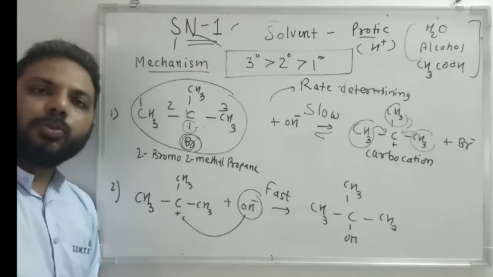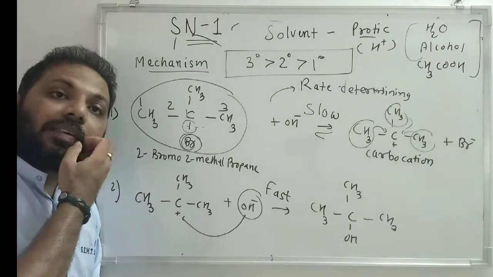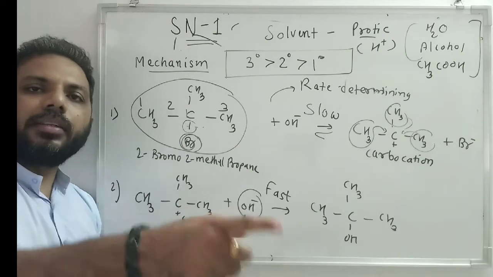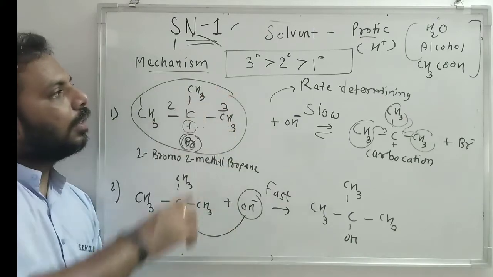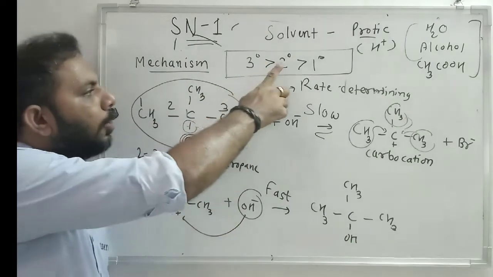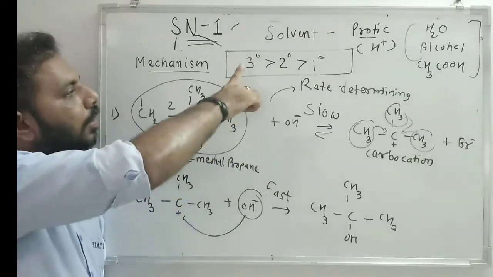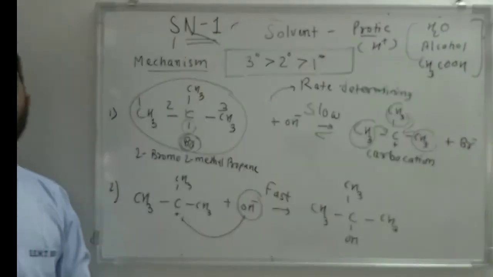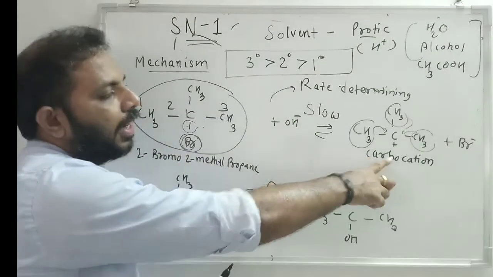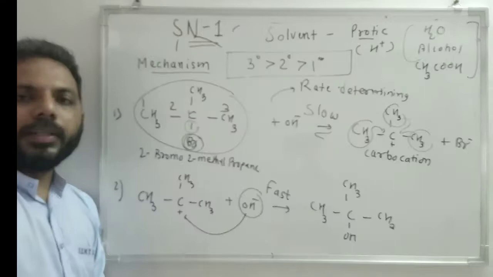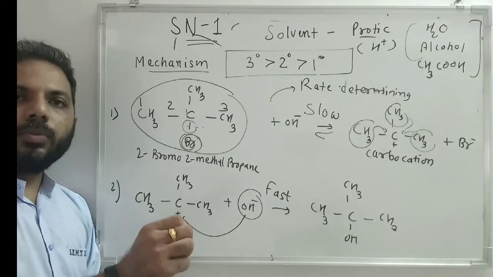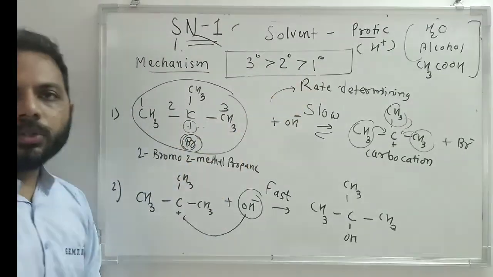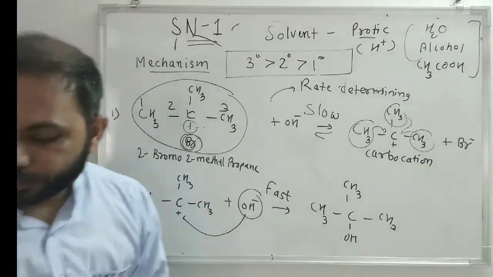In case of SN2, the reactivity order was primary is more reactive than secondary and secondary is more reactive than tertiary. But here the reactivity order is 3 to 1. Tertiary is more reactive than secondary and secondary is more reactive than primary, because tertiary carbocation is more stable than secondary and primary. So remember the order. In SN2 it was 1 2 3, in SN1 it is 3 2 1. So remember the reactivity order.